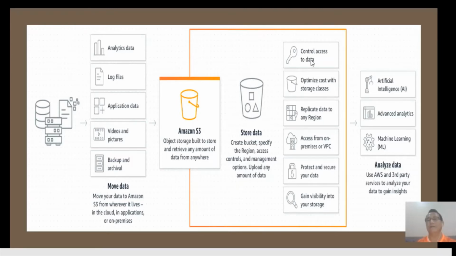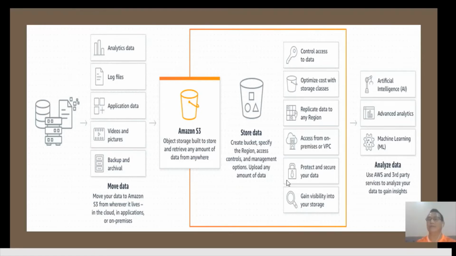Now for the S3 bucket we need to control access to the data, which means it is secure. With the S3 bucket we can optimize cost with different storage classes. We'll be learning about different storage classes in the next video. We can replicate data to any region, access from on premise or VPC, and it protects and secures our data. And we can have visibility into our storage.